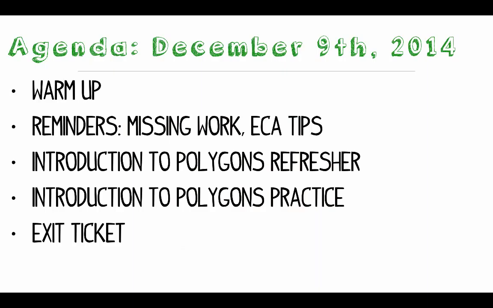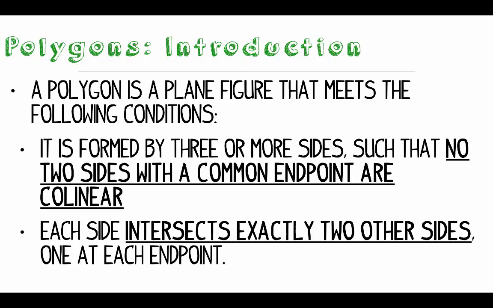Quick reminder, you've got the ECA coming up. It's important that we get ready for that. So polygons are a plane figure, meaning that they are two-dimensional, that is formed by three or more common sides such that no two sides with a common endpoint are collinear. No two sides with a common endpoint are on the same line is what that means. So it's important to remember that they can't be on the same line, so you get to lose some of those shapes like the hourglass shape that we looked at yesterday.